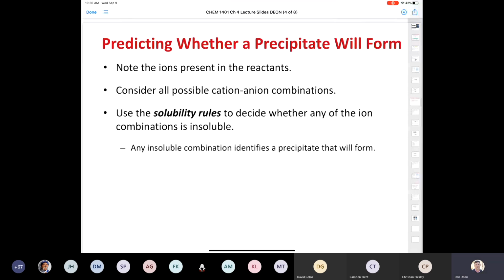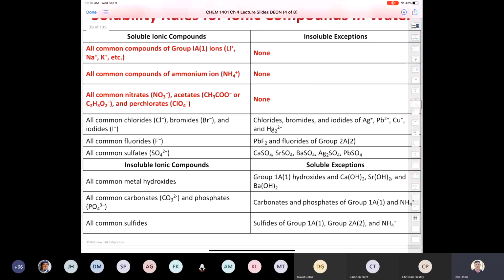So to answer the question I asked, how do you know when it's going to be a precipitate? First, you look at all the ions. You look at all the possible combinations. Then you use a set of rules. You're like, oh man, more rules. Yeah, you use some more rules. And if you form something that's insoluble, you end up with a precipitate, which is a solid. You're like, where do I get these rules? Oh, good grief. You get them from this table right here.